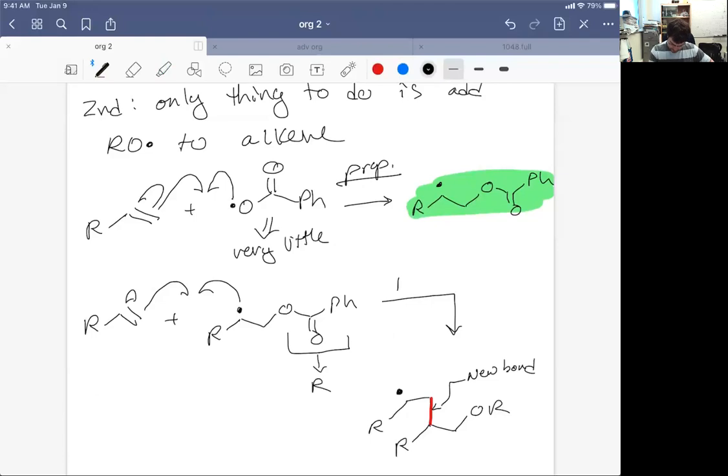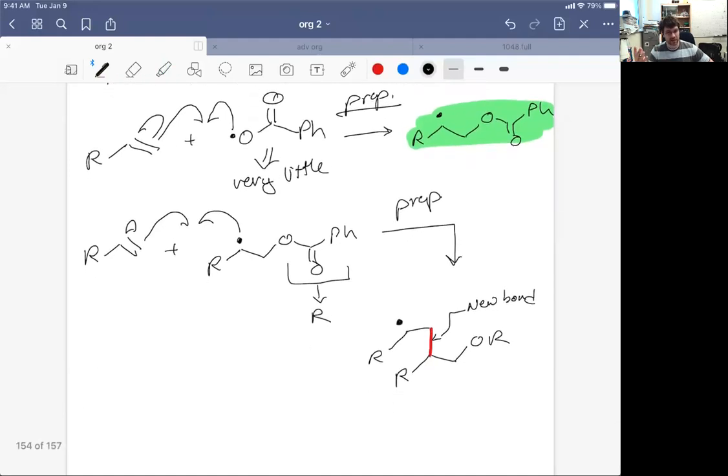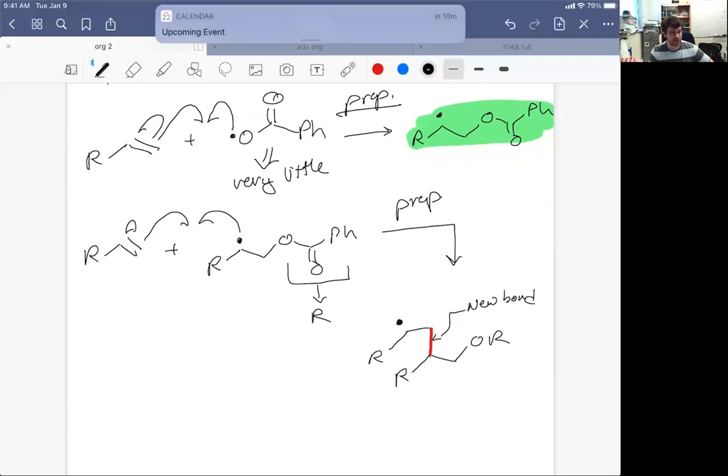So if we look, this is another propagation step. We start with one free radical, we end with one free radical. So what's next? Well, previously we had a free radical add to an alkene. We don't really have anything else for this new free radical intermediate to do. So I'd say we add another alkene. Let's add another alkene.